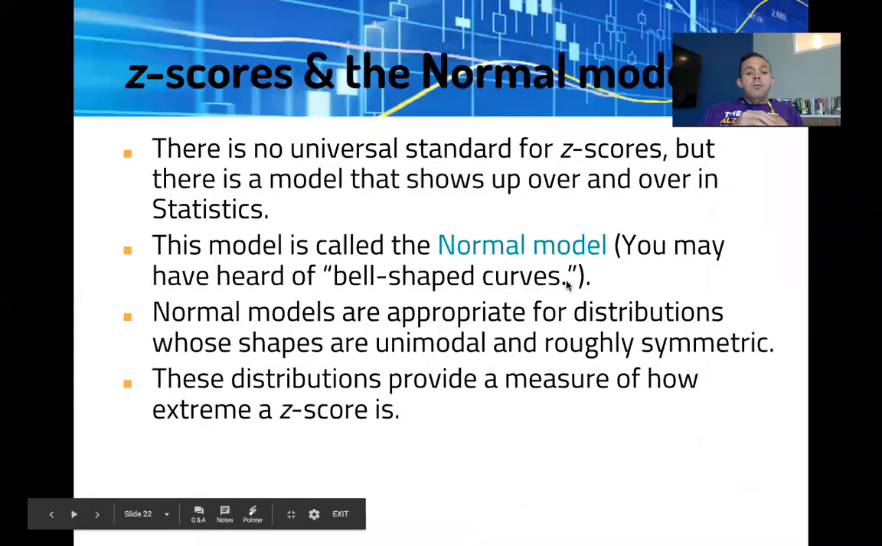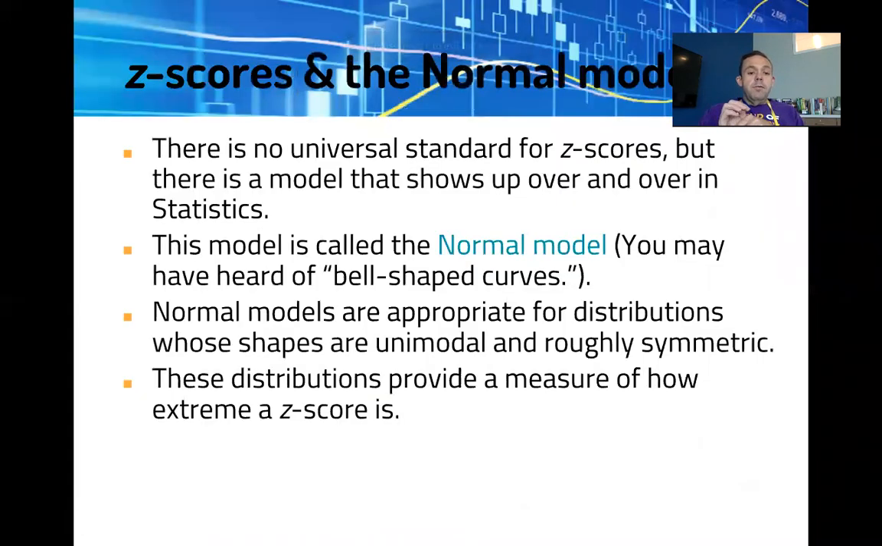So there is no universal standard for z-scores, but there is a model that shows up over and over again in statistics. This model is called a normal model. You may have heard of it as a bell-shaped curve. Normal models are appropriate for distributions whose shapes are unimodal and roughly symmetric. So there are key words: unimodal and roughly symmetric. These distributions provide a measure of how extreme a z-score is.